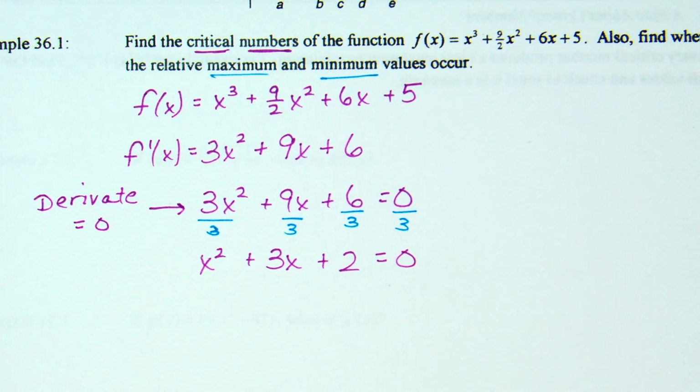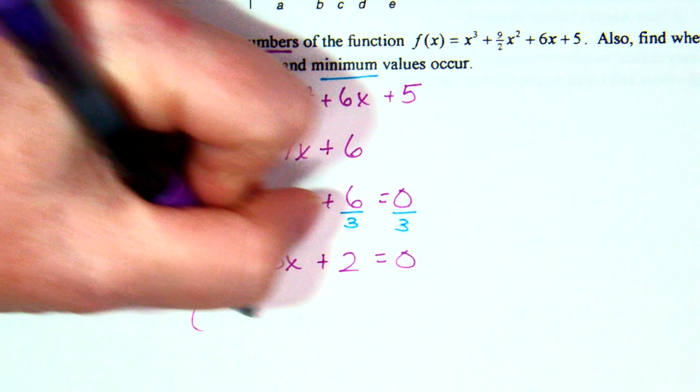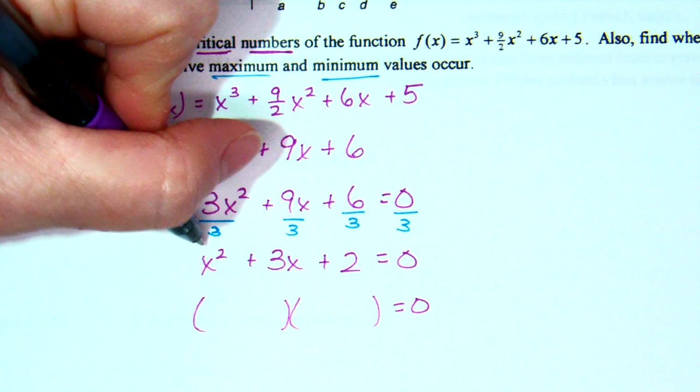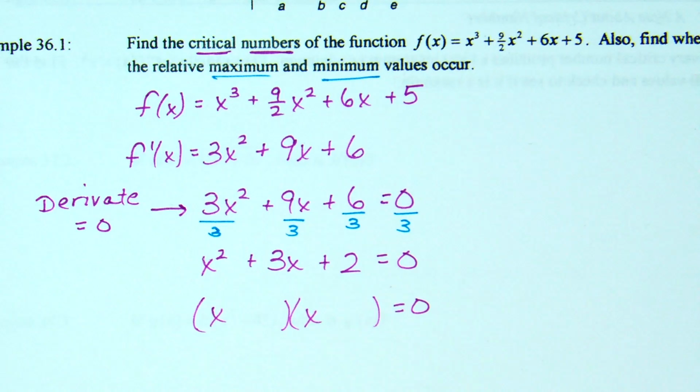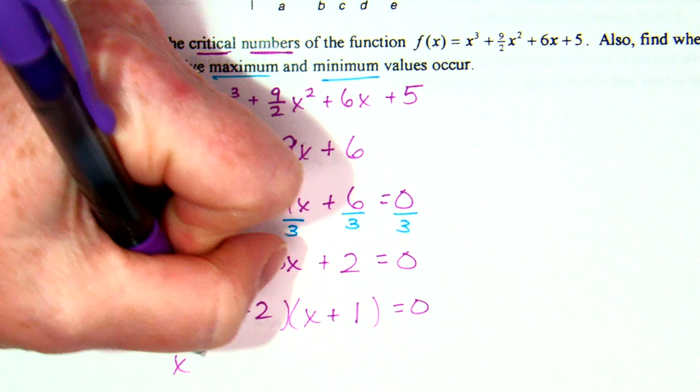Now how do I solve? Factor. 2 parentheses. X squared is x times x, multiplying to be 2 and adding to be 3. X plus 2, x plus 1. Are we okay with that? Okay. Now, what do I do to finish that off? Yeah, set each part equal to 0.